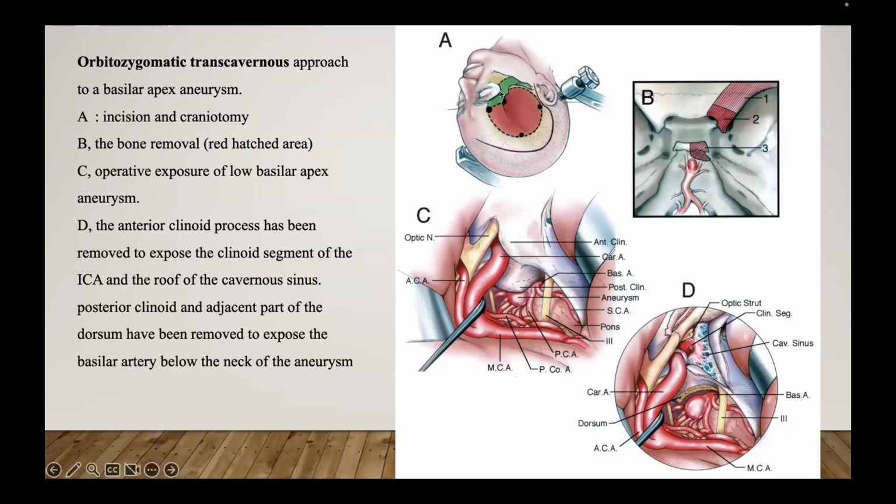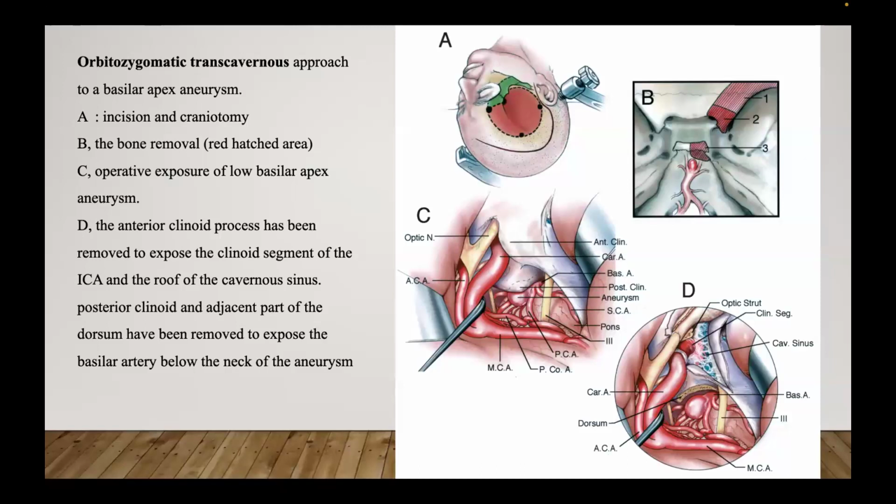This is what you can see. This is a standard craniotomy. This is the extent of the bony removal, starting from anterior clinoid to posterior clinoid, and depending upon the location of the aneurysm, we can undertake different degrees of removal for better exposure of the aneurysm.